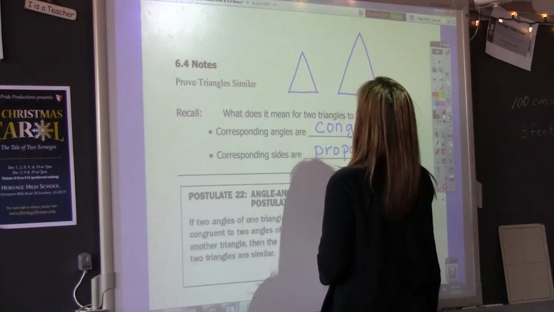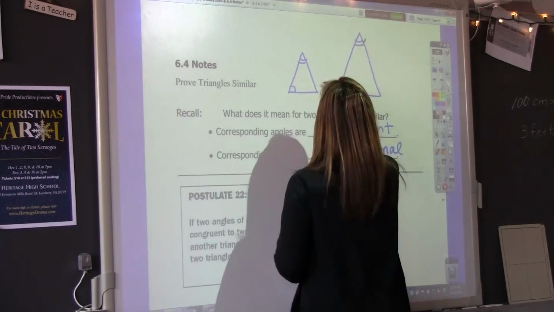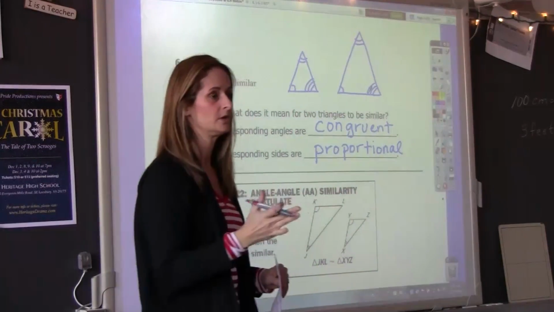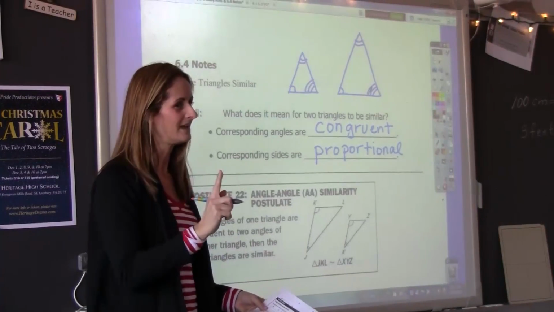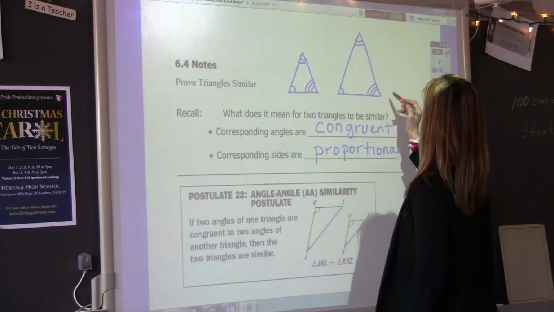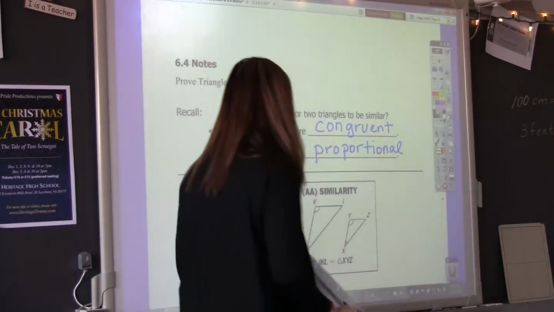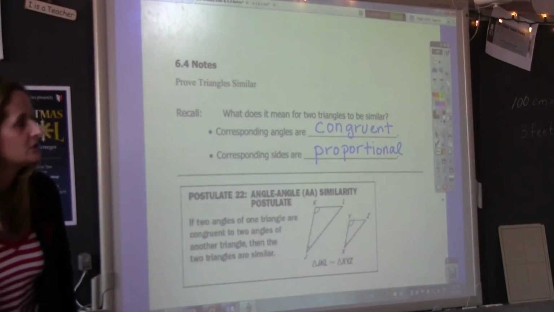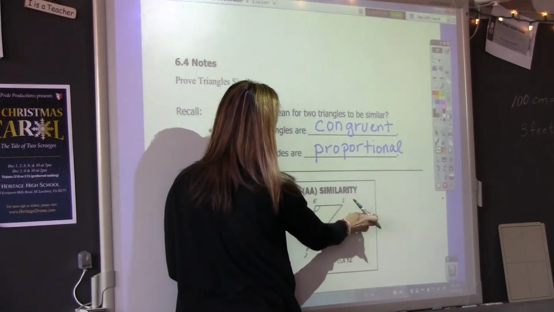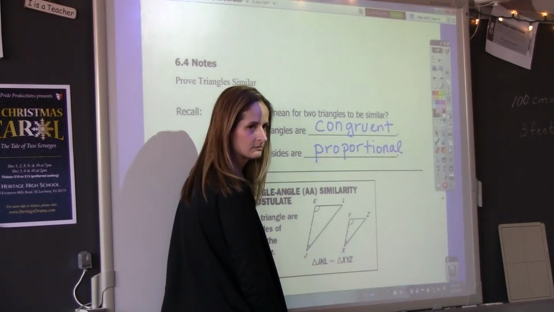If we had 3 sets of corresponding congruent angles, that was not a way to prove two triangles congruent, but it is a way to prove them similar. So that's what this first postulate is saying. And we actually don't even need the third angle. We only need 2 angles, because if we know 2 angles, then the third one has to be the same as well, because they all have to add up to 180 degrees.